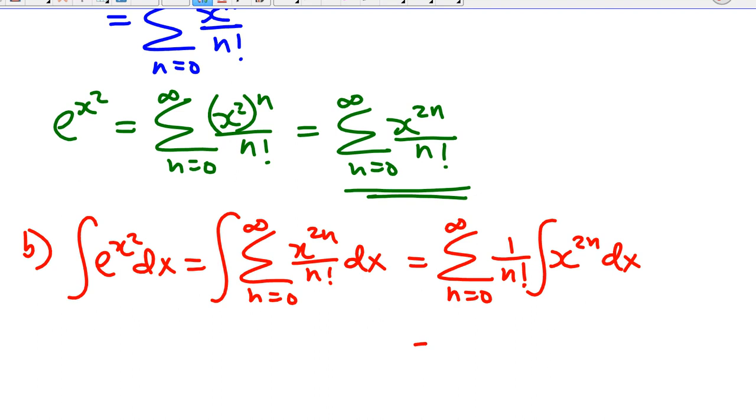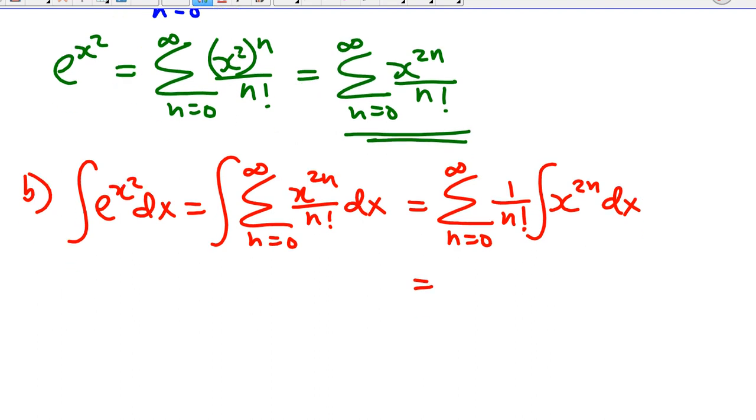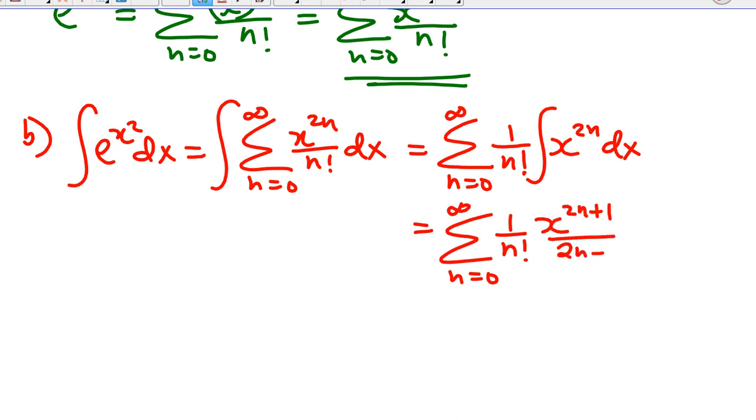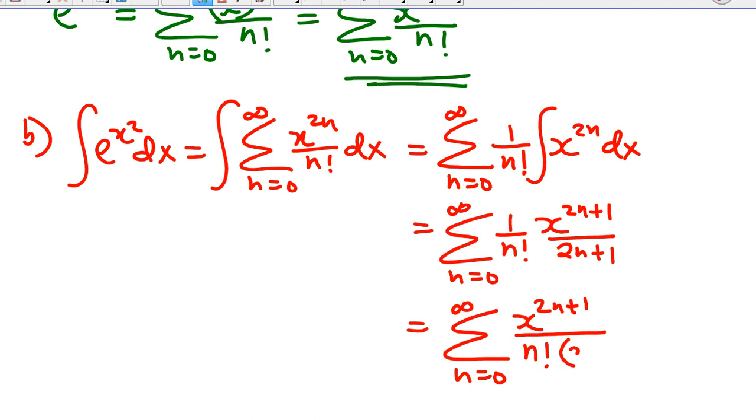And this will be equal to the sum from n equals 0 to infinity of 1 over n factorial. Now here you can just apply the reverse power rule. So x to power 2n plus 1 over 2n plus 1. And you end up with this expression in simplified form: x to power 2n plus 1 over n factorial multiplied by 2n plus 1. All right.